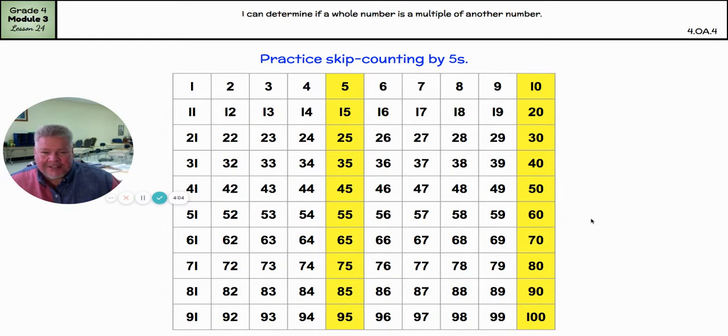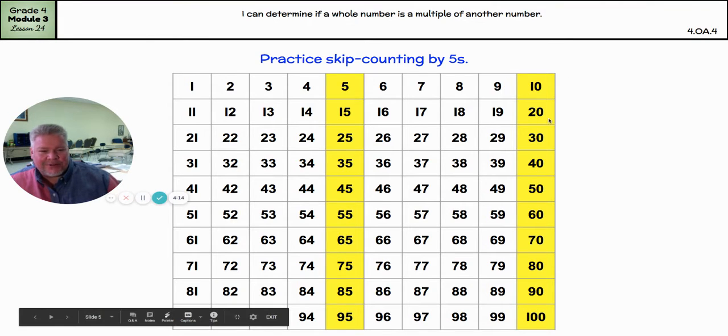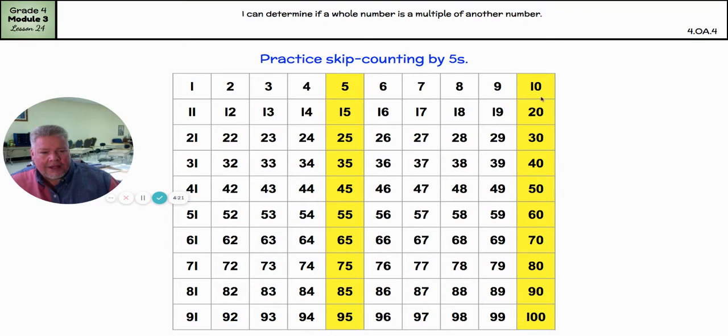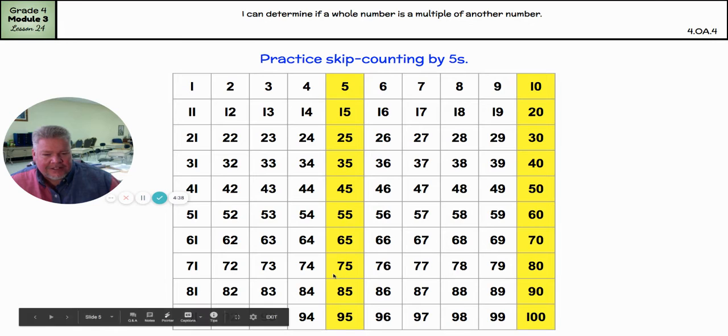Skip counting by 5 is easy, isn't it? 5, 10, 15, 20, 25, 30, 35, 40, and so on. So all the multiples of 5 on this number chart line up in 2 columns. And all the multiples of 5, obviously, have a 5 or a 0 in the ones place. So, easy today. Homework might say something like, what are the next 4 multiples of 5 starting at 55? So, it'd be 55 plus 5, 60, 65, 70, 75.